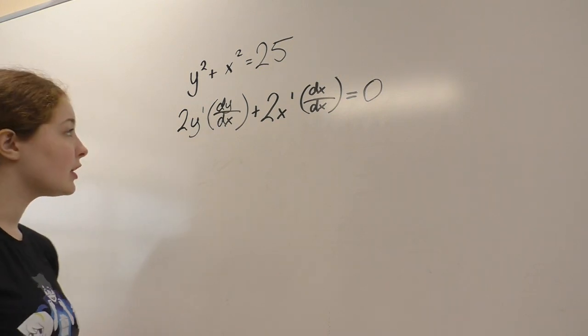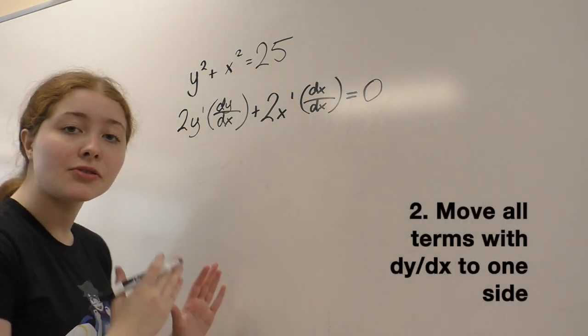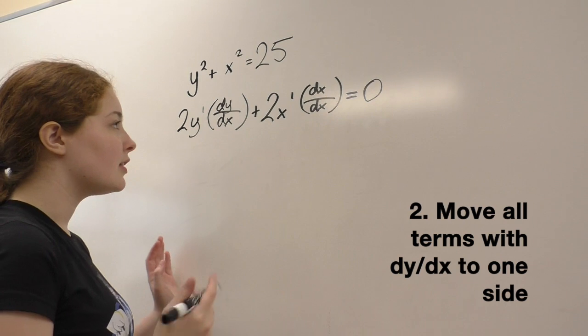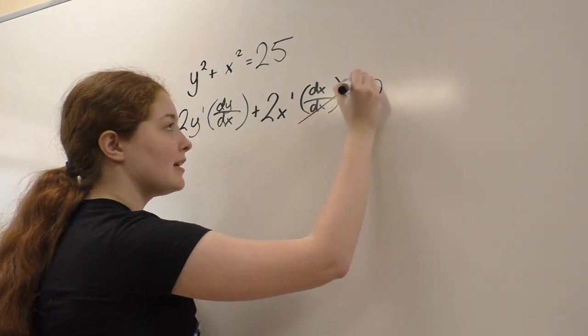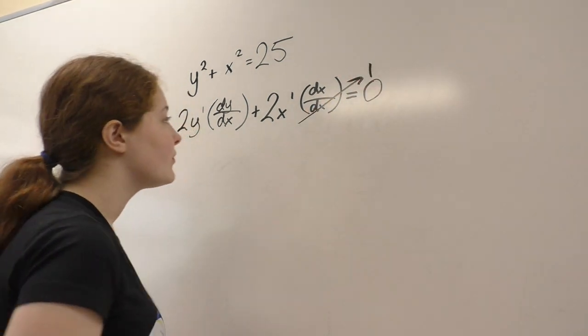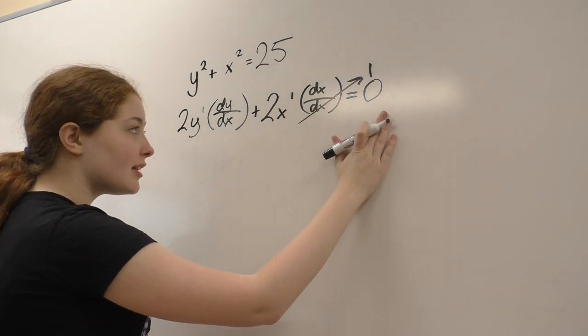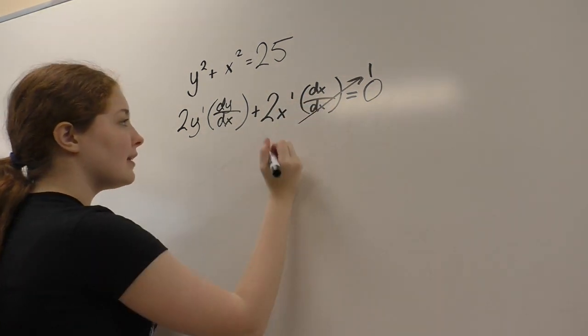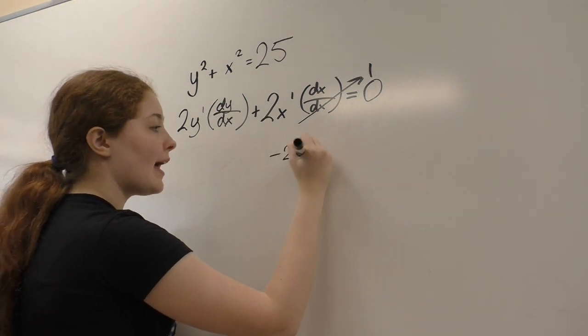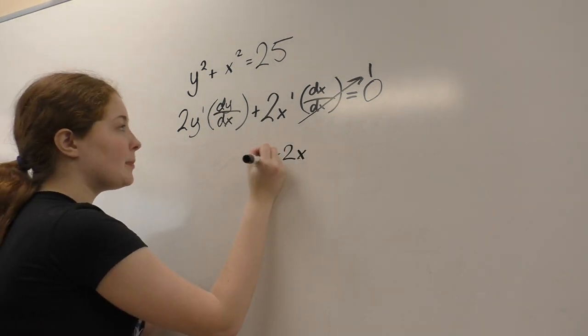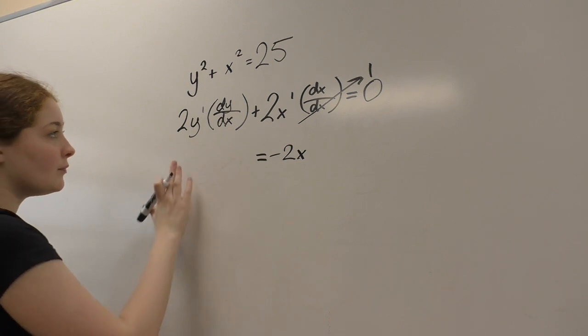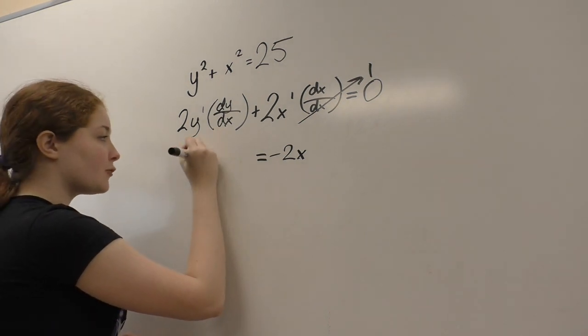Now what do? You have to separate the variables so they're on opposite sides of the equation. So dx/dx is pretty much just 1. So that means you can move the 2x to the first to this side of the equation, and that'll make it negative 2x. Now what about this side? Well, you can just keep it as it is for now.